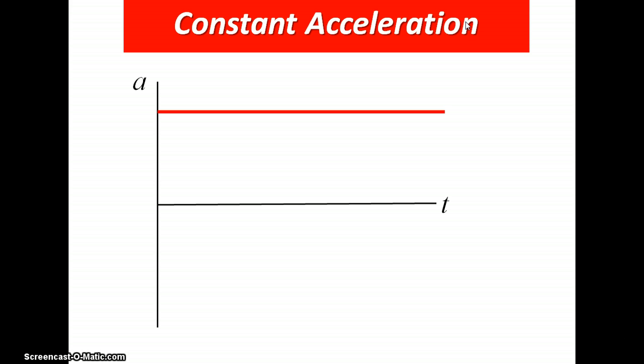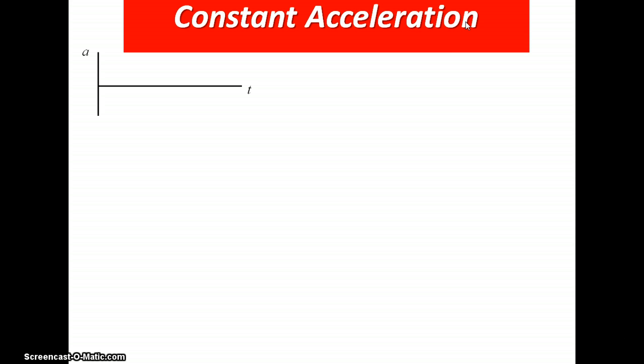This is motion with constant acceleration. This is an acceleration versus time graph. Here's a positive constant acceleration. Here's a negative constant acceleration. And here is a zero constant acceleration. In all cases, the acceleration is constant, and so all three motions would satisfy this requirement. Well, let's take a look at each of these cases individually.